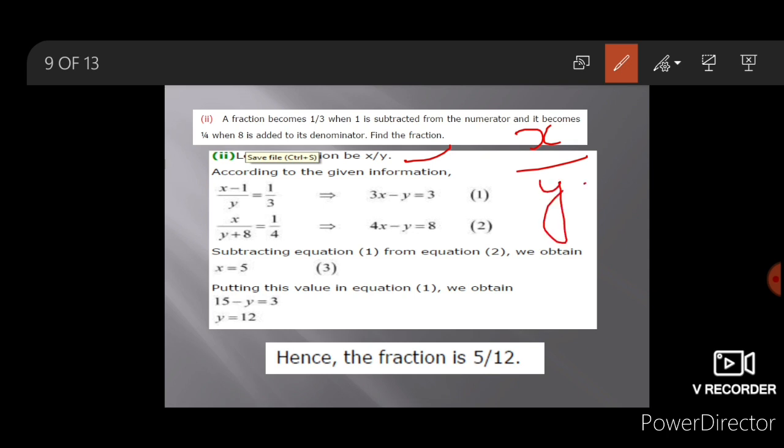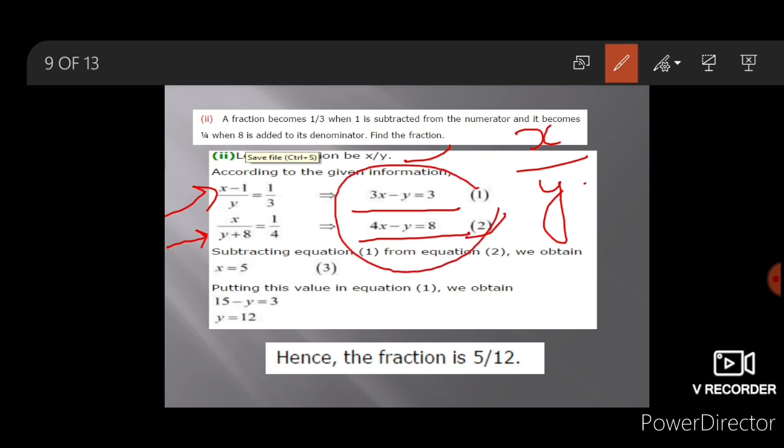According to the question, it becomes 1 by 3 when 1 is subtracted from the numerator. If we subtract 1 from the numerator, (x minus 1) upon y is equal to 1 by 3. So we get 3x minus y is equal to 3. Second equation: it becomes 1 by 4 when 8 is added to the denominator. So we add 8 in the denominator and we get x upon (y plus 8) is equal to 1 by 4. It means that 4x minus y is equal to 8.